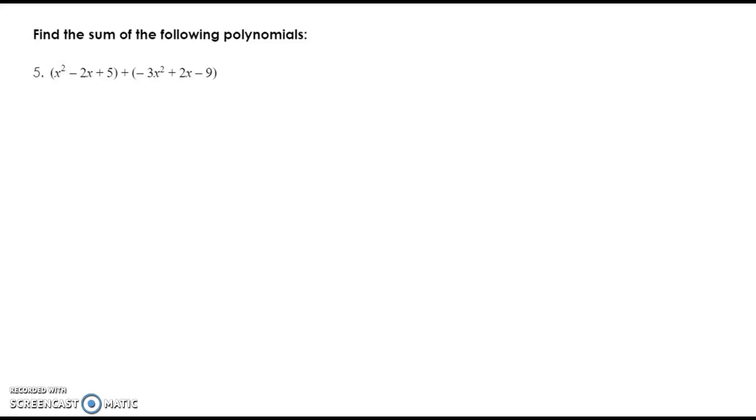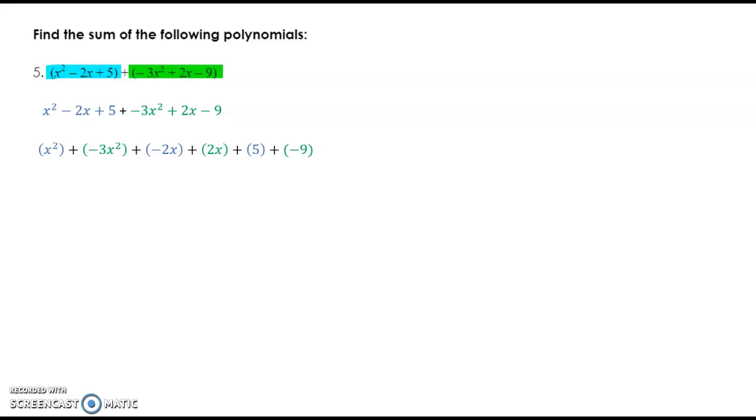So the first one we want to do, this is number 5 on your study guide. We want to find the sum of x squared minus 2x plus 5 and negative 3x squared plus 2x minus 9. So I'm just going to quickly rewrite those two. And now what I want to do, since I'm finding the sum, I just want to combine like terms. So I'm just going to rearrange these with the like terms next to each other. So I have them color-coded so you can see which term came from which polynomial. And I'm putting my terms that have an x squared next to each other, just an x to the first power, and then my constants together.